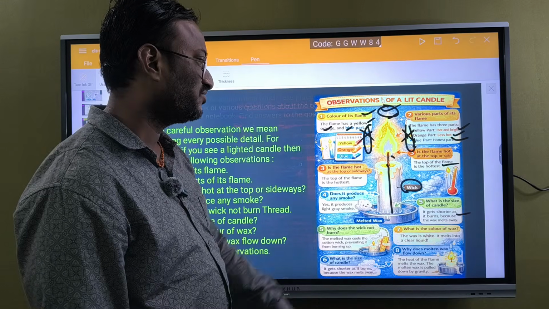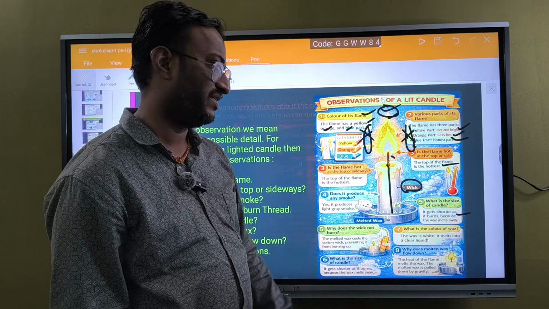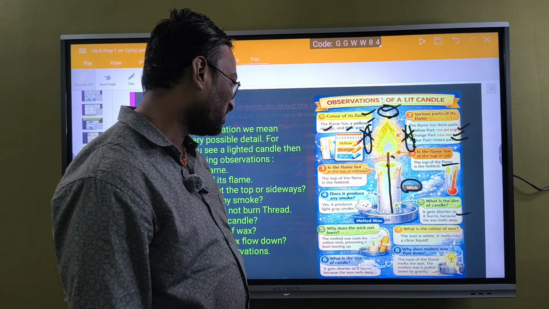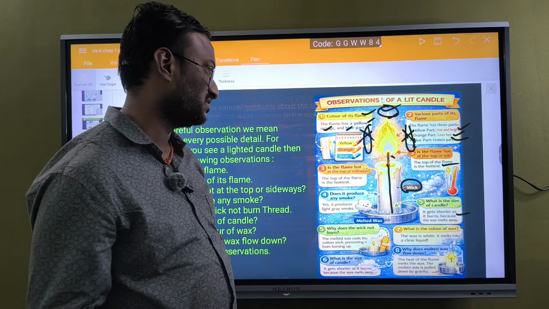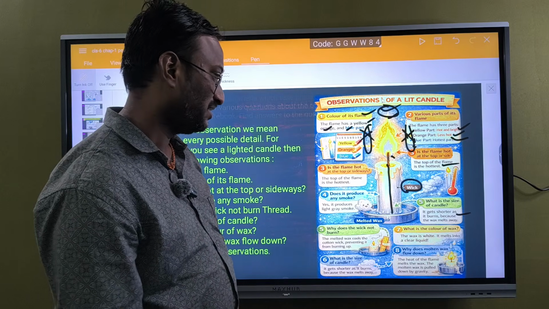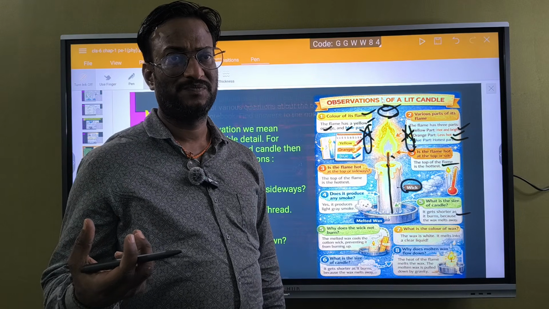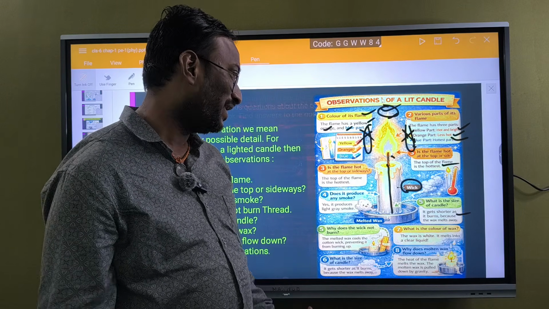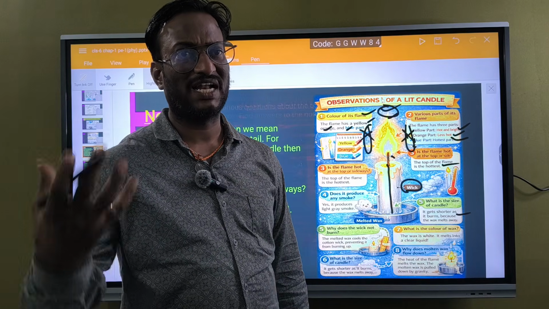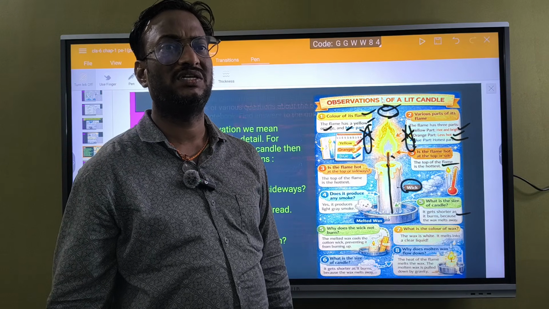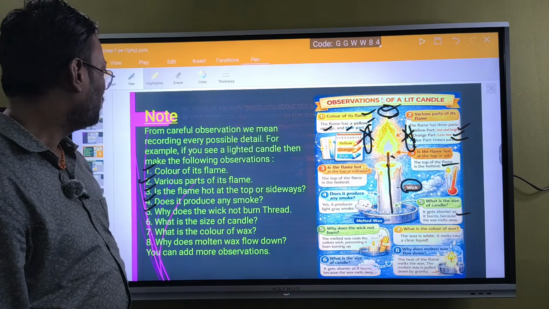Alright, what is the color of the wax? The wax is white in color. It melts into a clear liquid. Next, what is the size of the candle? It gets shorter, already we have discussed that. It gets shorter as it burns. Alright, why does the molten wax flow down? The wax is molten and it is flowing down. Why? Because of gravity, acceleration due to gravity. The Earth will attract it downwards. So that is why the molten wax is flowing down.